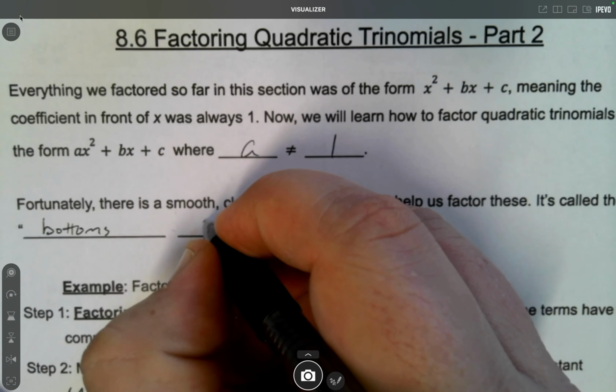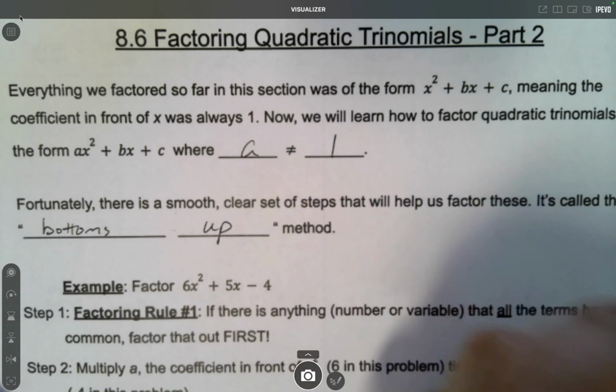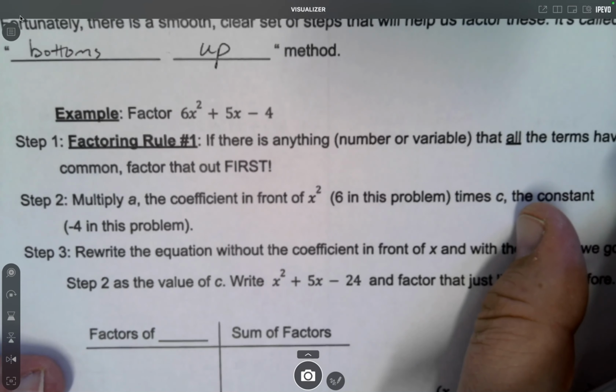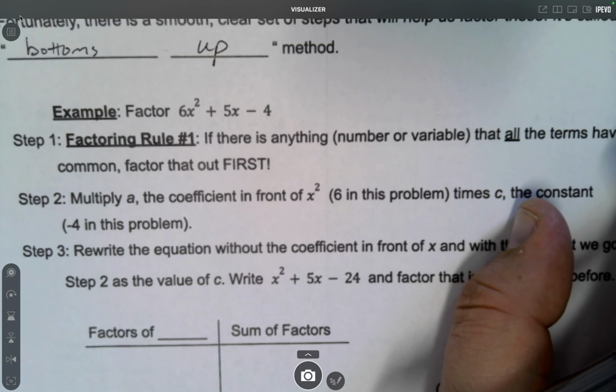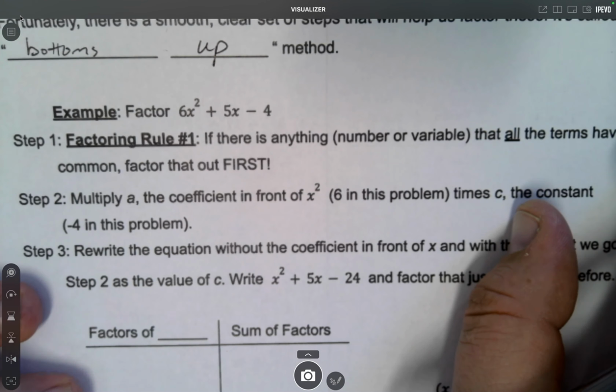And it's one that I did not learn until I was a teacher, and I really wish I had learned it as a student. So, let's try it. Let's say we want to factor, sorry about that, 6x squared plus 5x minus 4.